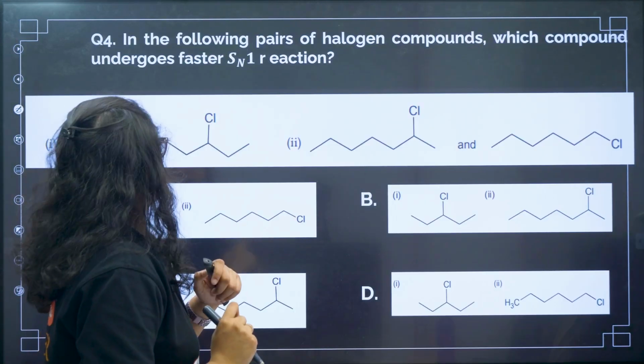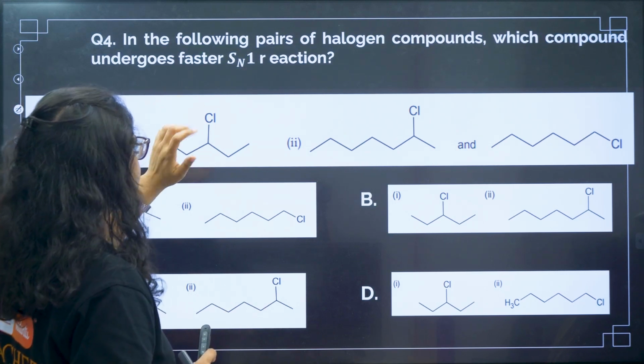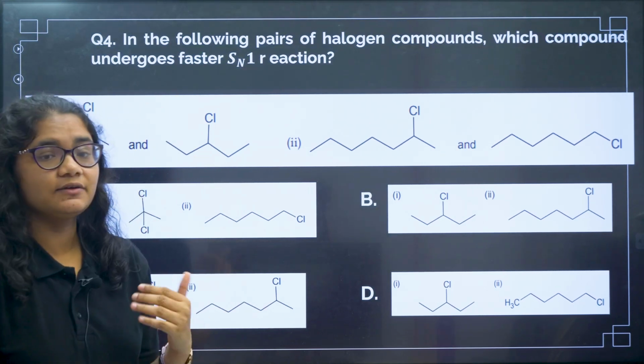Now coming to the fourth question. We have now reached organic chemistry. In the following pairs of halogen compounds, which compound undergoes faster SN1 reaction?